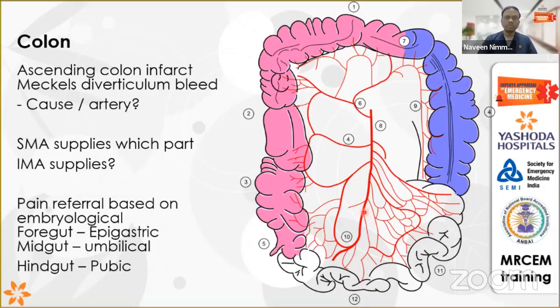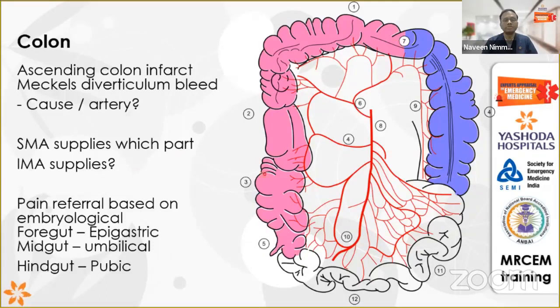So the superior mesenteric supplies the midgut portion of the entire gut, so small intestine and ascending colon to 2/3 of the transverse. The rest of the part after this will be supplied by the inferior mesenteric, which is the hindgut portion. So how it develops embryologically is going to decide from where it is going to receive the blood supply.